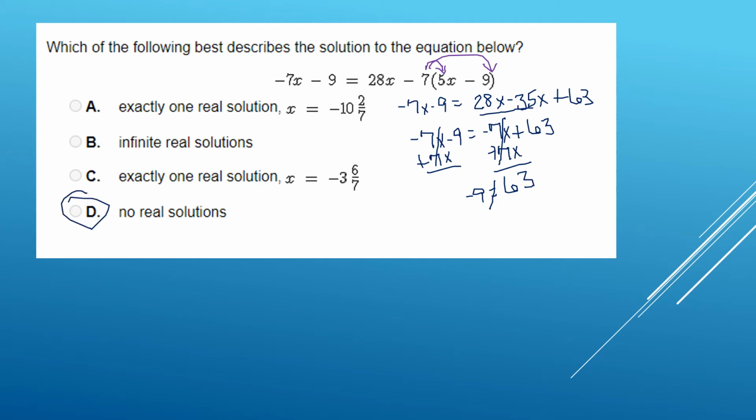Now, I want to show you another example because you may end up getting one that comes out as negative 9 equals negative 9. If you come out with negative 9 equals negative 9 or x equals x, something like that, that means it's infinitely many real solutions. Okay, all solutions.